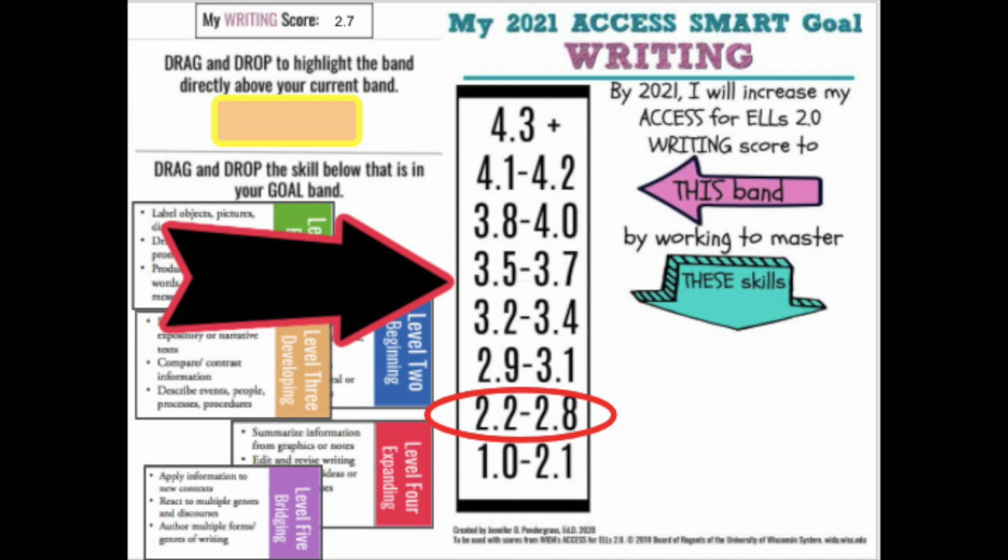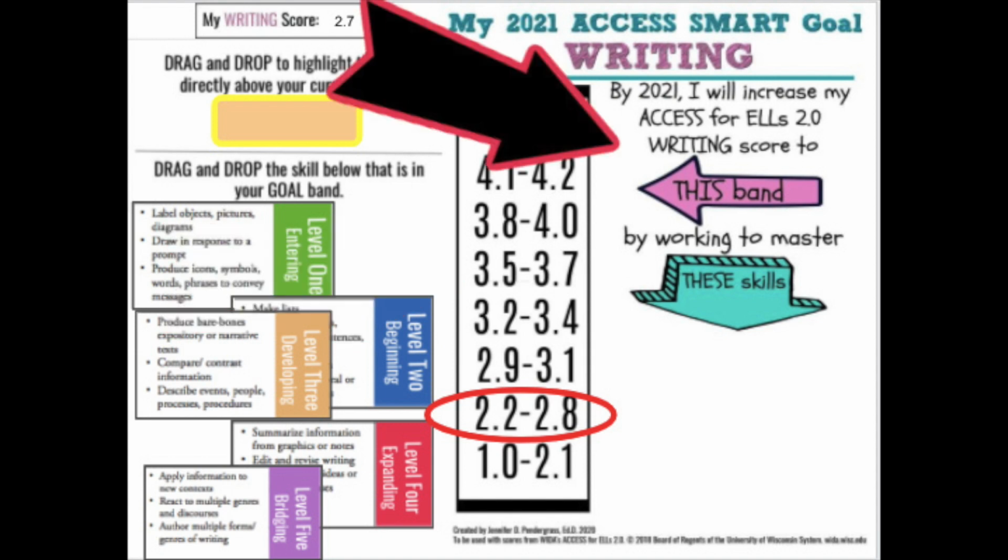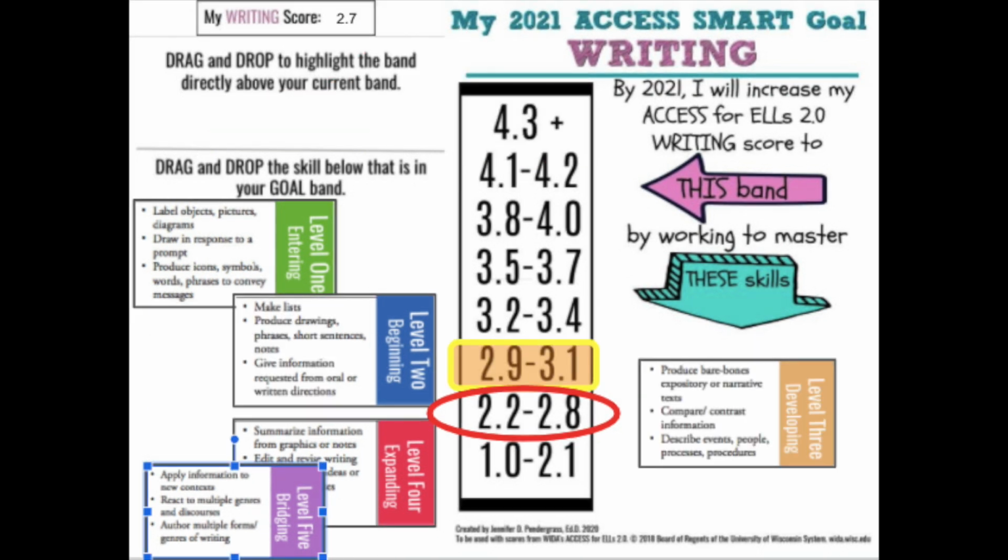In the middle of the page, you can see the performance bands for ACCESS Progress from the Georgia Department of Education. And on the right side, all the way on the right, working down that right margin, you can see their actual final goal. And it reads like this: by 2021, I will increase my ACCESS for ELLs 2.0 writing score to this band, and you read the highlighted band, so that's 2.9 to 3.1, by working to master these skills, and then you'll read those can-do descriptors for level 3.